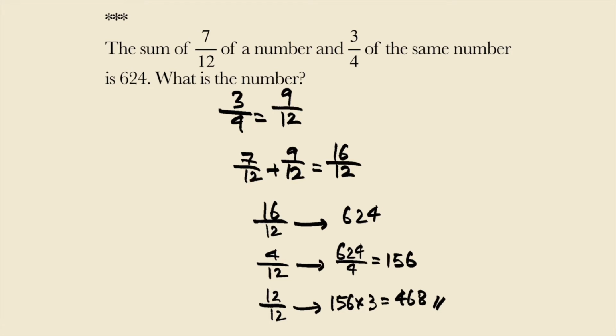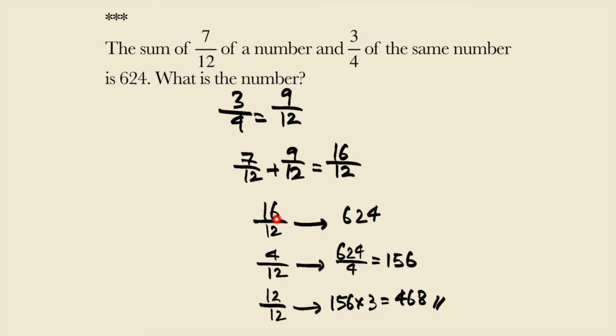7 over 12, the sum. So we're going to add that up, right? The sum of these two fractions is 624. Okay, so the sum of these two is 16 over 12. Oh, now I know 16 over 12 of a number is 624. Question, what is the number? In other words, we're interested in 12 over 12. So what you can do is to find 1 unit, which means you take this divided by 16, but I chose not to do that.